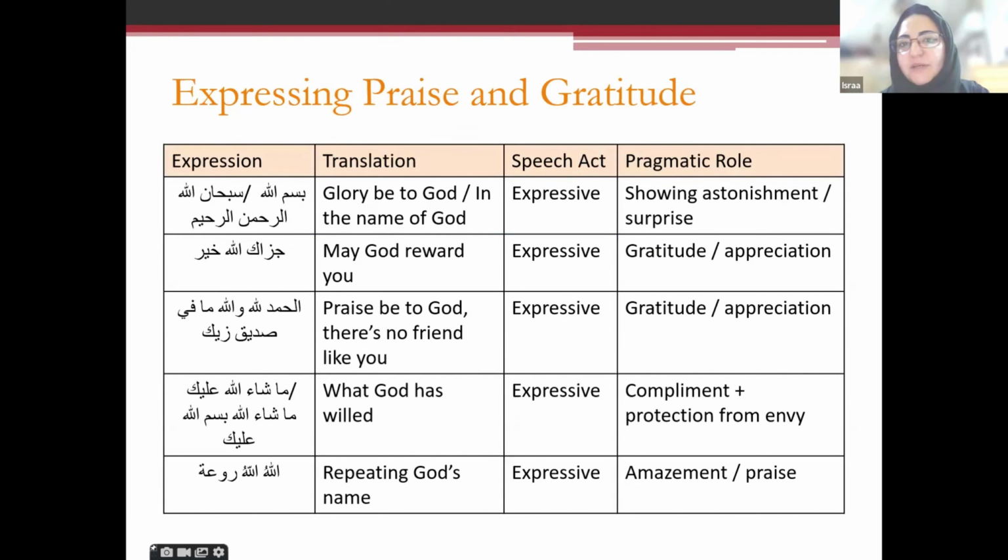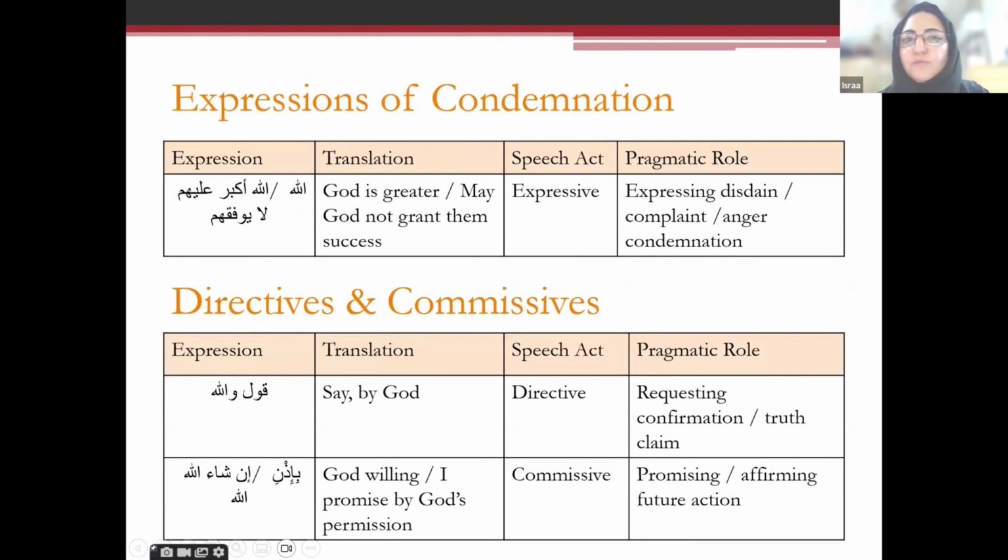And these prayers are usually used for positive politeness, if we want to talk about politeness theory, Brown and Levinson. Also, they can be used for condemnation. So not only good things, also bad things, like may God not grant them success, may God not give them what they want. So when you want to express anger, or you're condemning someone, you're complaining, you're expressing disdain, you use these prayers also.